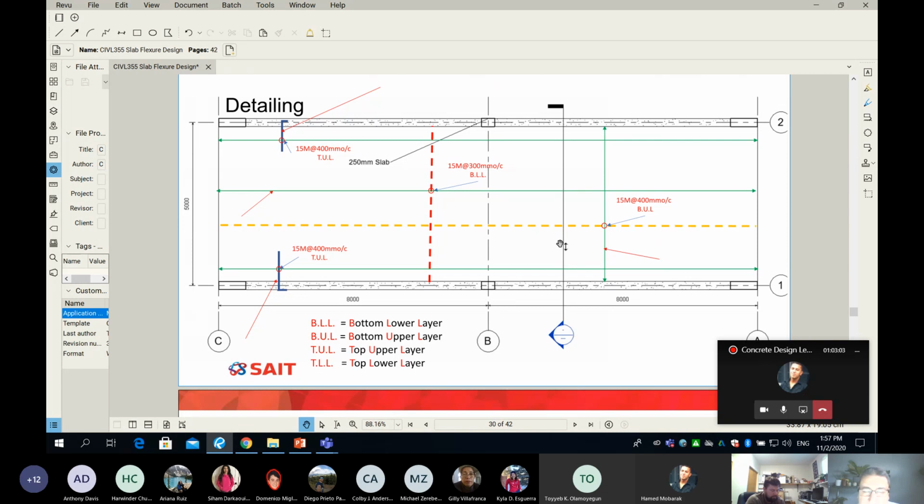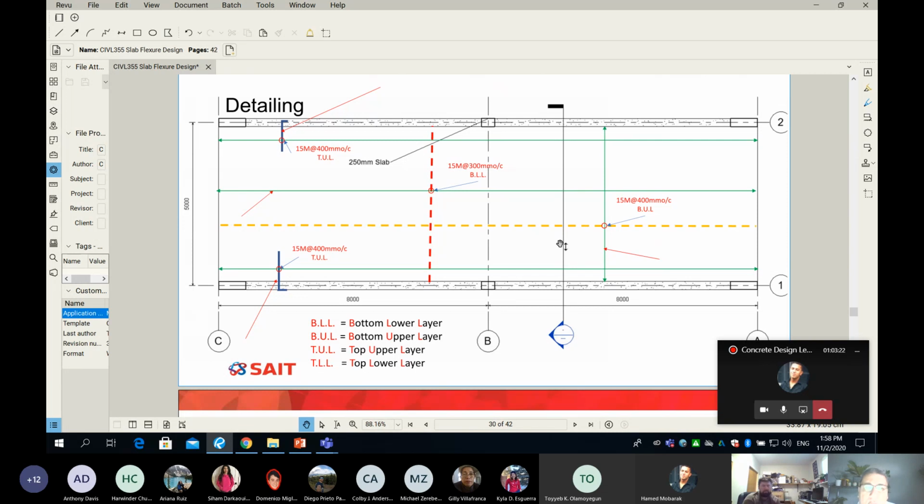Step number one. So the red dashed is number one. And then you put its green line, the dimension line. And then at the intersection, you label with the call 15M at 300 mm on center, bottom lower layer.